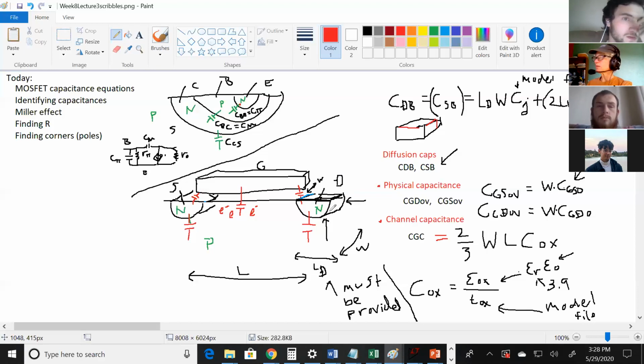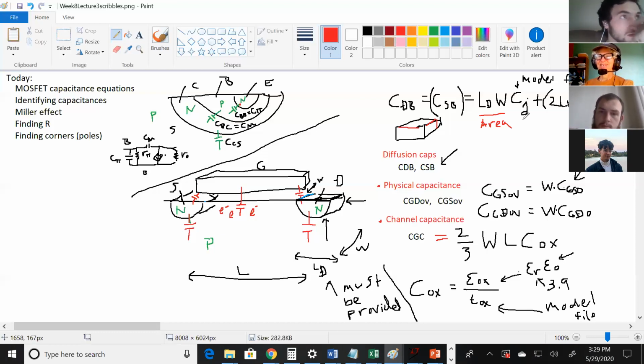And since it's a parallel plate capacitor, take the area of the bottom, so that's the area, and you multiply it by CJ. Guess where you find CJ? Model file. Model file, yes.